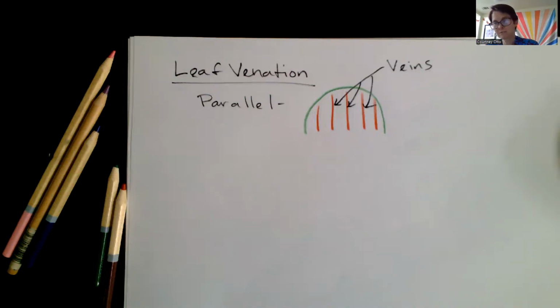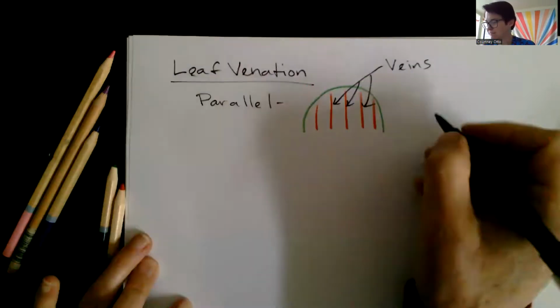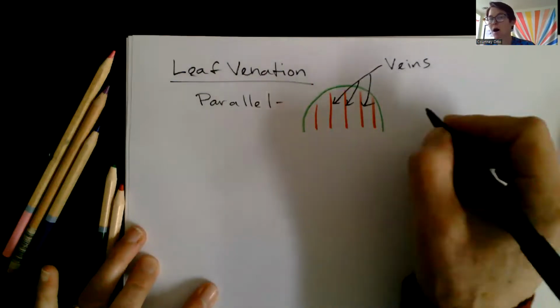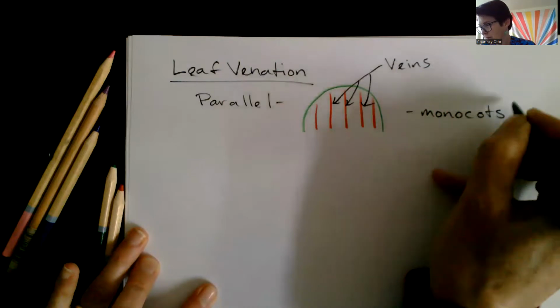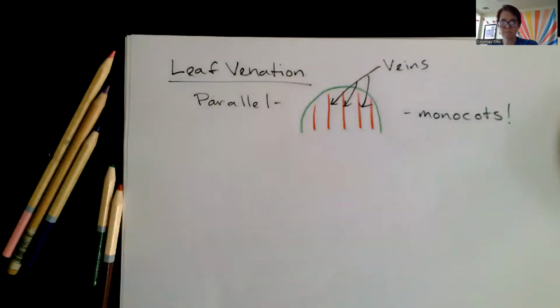Well, it turns out that parallel venation is going to be characteristic of monocots. And if you grow monocots, things like corn, if you grow gladiolas or iris or lilies, right, you've seen this before. Well, the other major venation pattern that we see out there is something called netted venation.